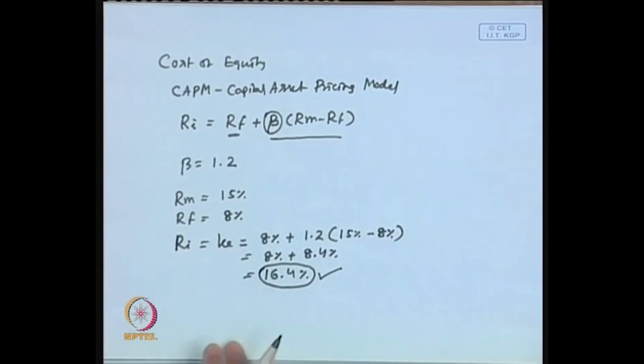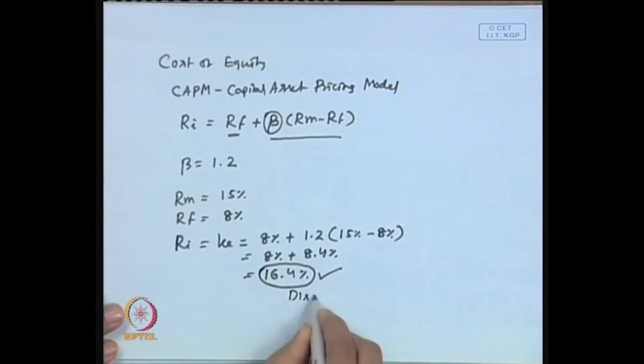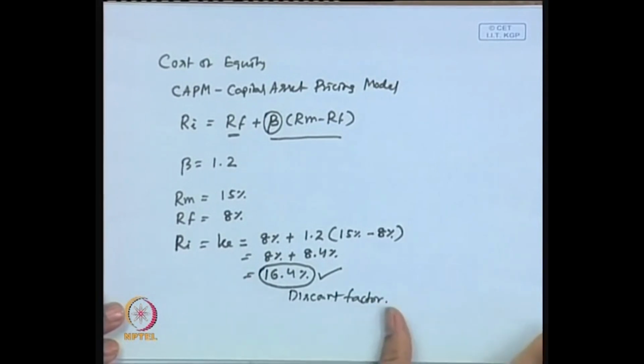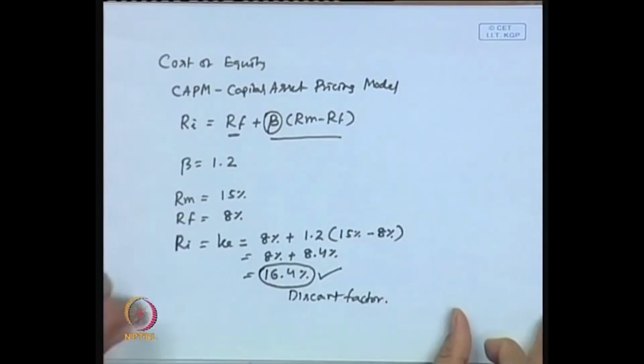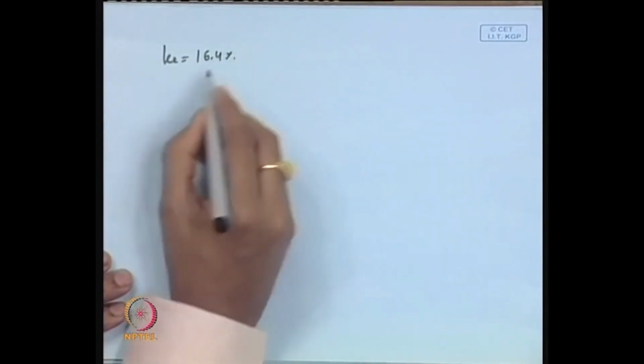So, the discounting factor or the cost of capital, the cost of equity for the matter, is now 16.4%. So, if you are finding out the valuation of equity with a free cash flow to equity approach, then the 16.4% is going to be the relevant discounting factor.